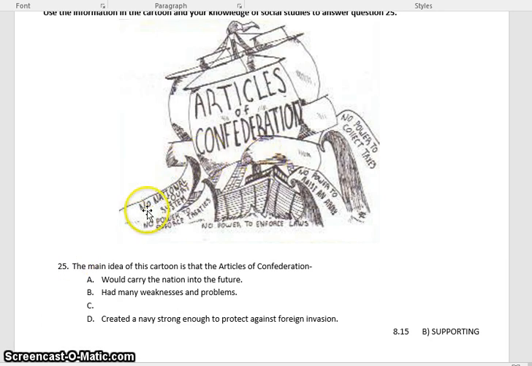So these waves are all going on top of the boat. The boat is the Articles of Confederation. So Articles of Confederation with the waves going on top of it. The main idea of this cartoon is that the Articles of Confederation were blank. A. Would carry the nation into the future. B. Had many weaknesses and problems that were bringing it down. D. Created a navy strong enough to protect against foreign invasion.